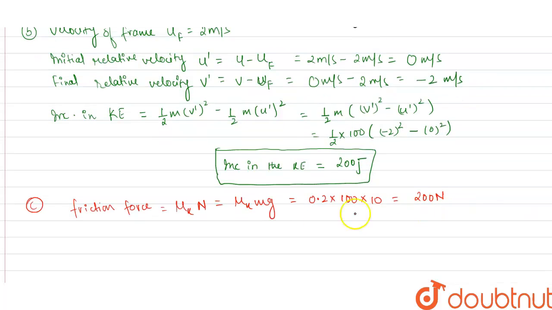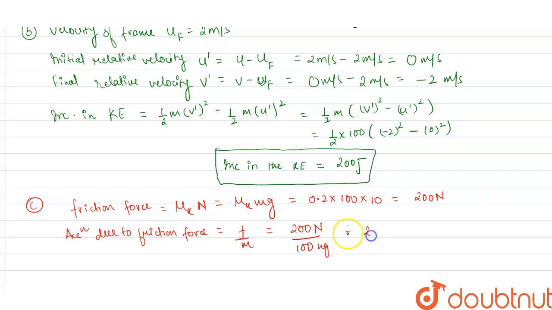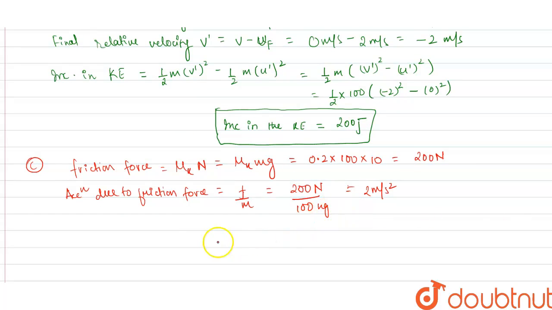So we have calculated the friction force. Now calculate the acceleration due to the friction force. It is given as the friction force divided by mass. Friction force we have calculated as 200 newtons and mass is 100 kg. From here we get 2 meter per second square. Correct. We have calculated the acceleration. Now calculate the distance moved by the block in this frame.